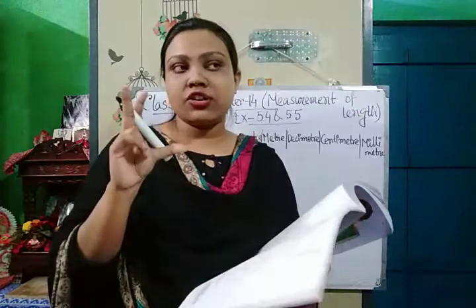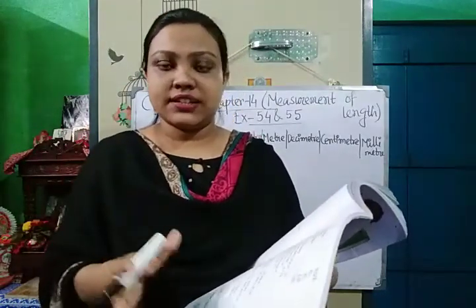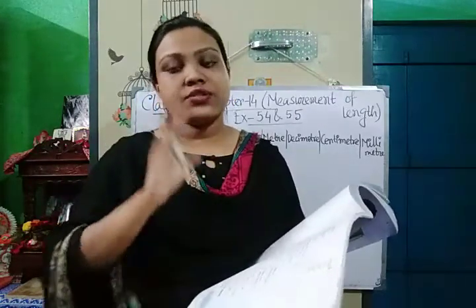Next is the length of the ruler is 15 kilometer. The length of a ruler cannot be 15 kilometer. It must be centimeter or meter, anything. Ruler cannot be meter also. So we can measure it using centimeter. Okay, so that is not true.